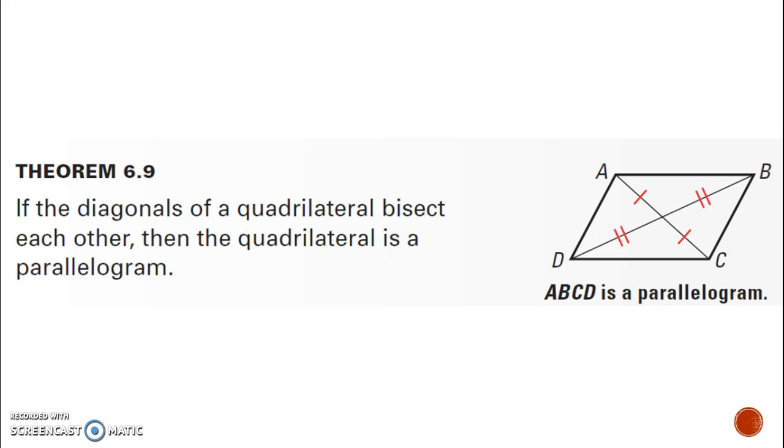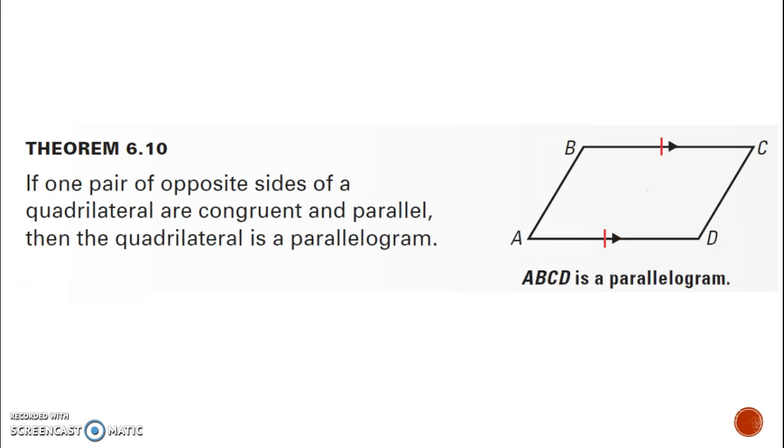Again, same thing with our diagonals. If the diagonals bisect each other in a figure, we can assume that that figure is also a parallelogram. Okay? And this is really just the definition. So if you want to rewrite this as a biconditional statement, you can do that. If you want to just add it to the bottom of your paper, that's fine.